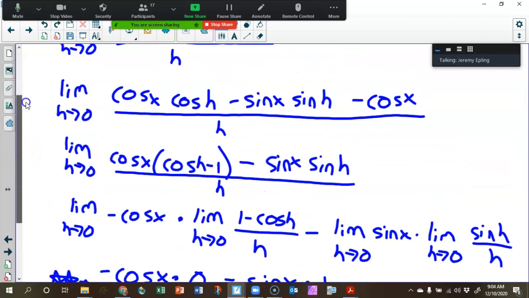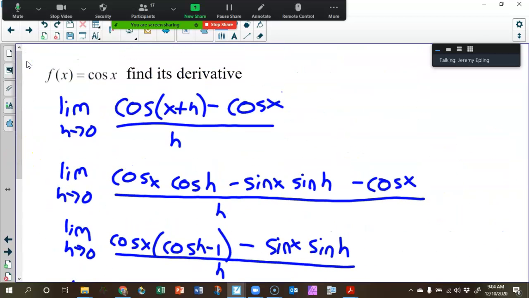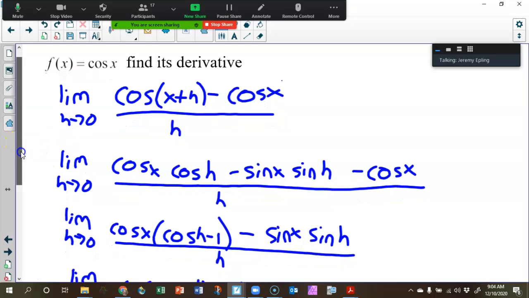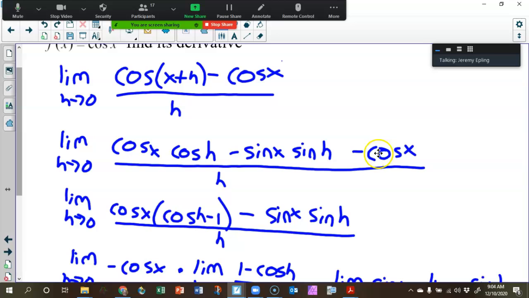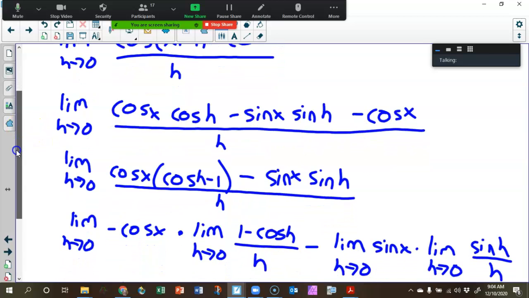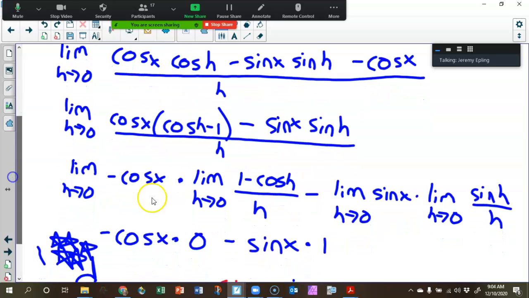So we can start with our definition of a derivative. The change in y divided by the change in x. We have an identity for the cosine of one angle plus another. Cosine, cosine, sine, sine. And then very similarly, we can factor out a cosine out of those first and last terms. And then separate into limits.